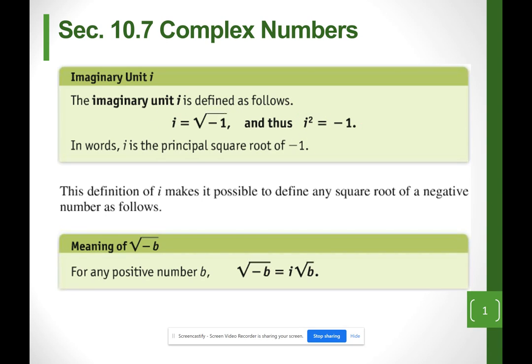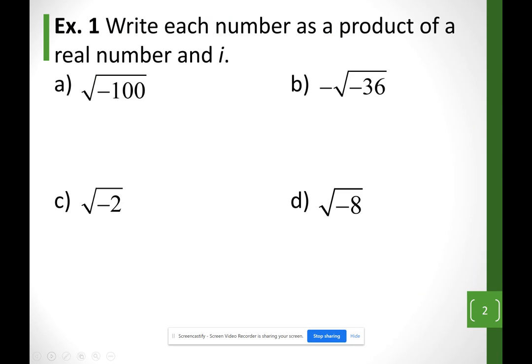All right, so this is going to be very interesting. Now, let's take a look at something here. Write each number as a product of a real number and i. I have the square root of -100. Let me split this as the square root of -1 times the square root of 100. The square root of -1 is i, and the square root of 100 is 10. Now, i10 looks a little hard to read. When we have an i and a number, we tend to write the number first. So my answer in this case will be 10i.